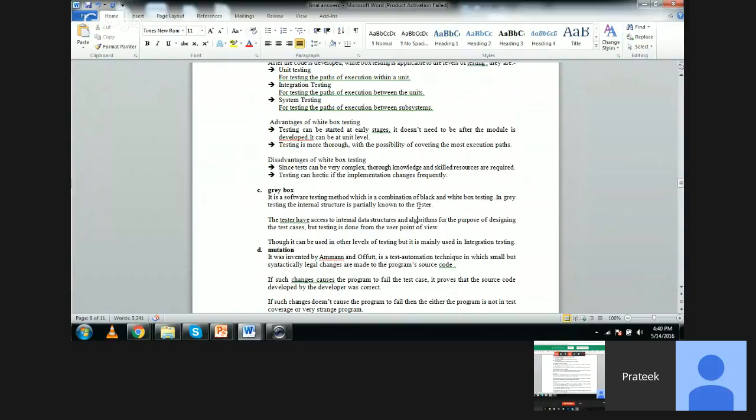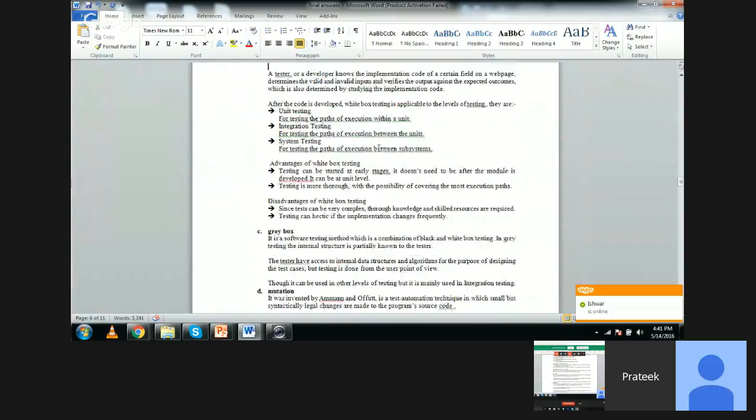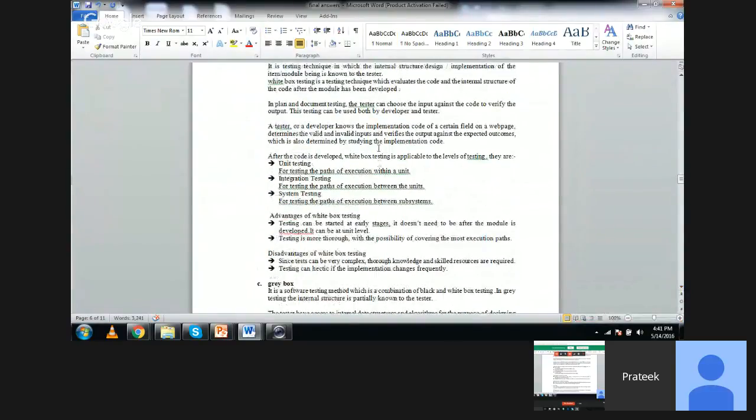Akshay, do you have any feedback? I just want to add that the question asks to describe in detail what is meant by the following plan and document testing methods. You have explained what is meant by this method, but then after that it says to explain in what context they would be used. They are asking for the context in which they can be used. I guess that is a little missing.